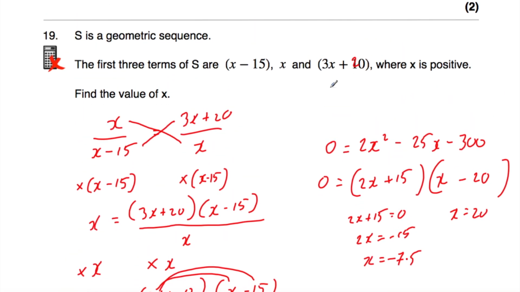So we've got x is minus 7.5. The second term in the sequence was x, so that would mean that that would be minus 7.5. But it says that x is positive, so it can't be that one. And then it says that x is positive, so that means that x is going to be 20. So this term is 20.